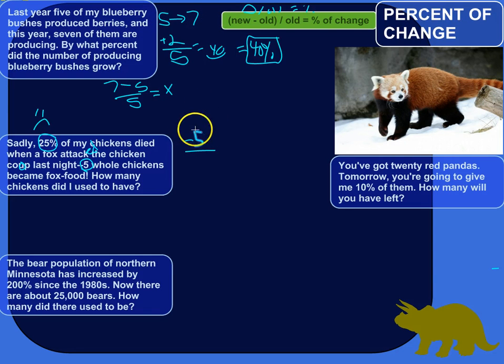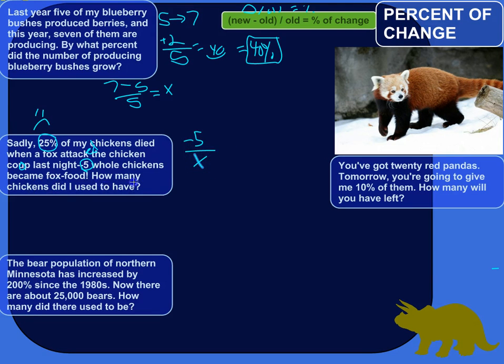So the new minus old. I don't know how many chickens there are now. I don't know how many chickens there used to be. But I do know the difference between what there are now and what there used to be. I know that now there's 5 less. So this is a decrease of 5. That's why I put in negative. I lost 5 chickens. So -5 out of however many chickens I used to have.